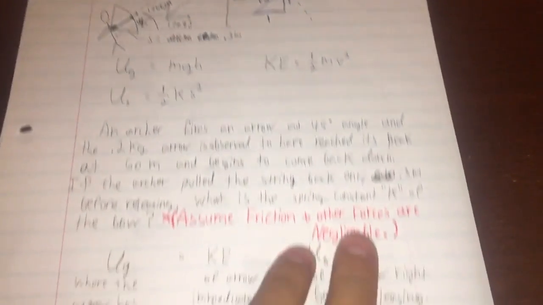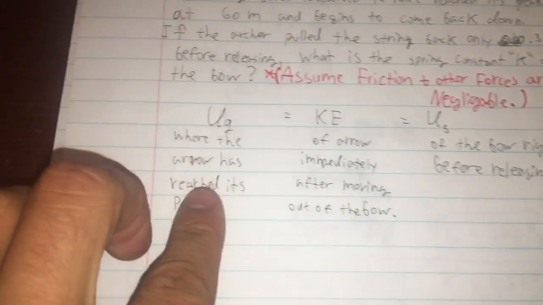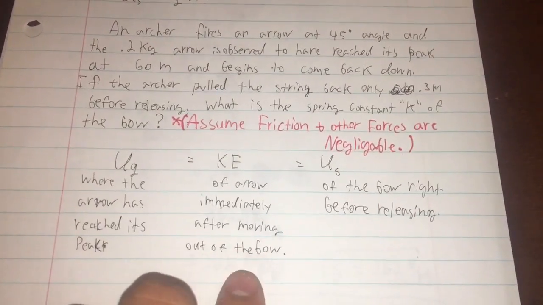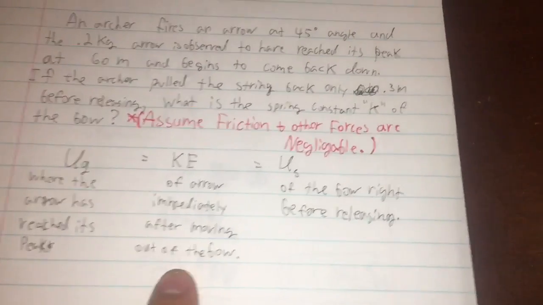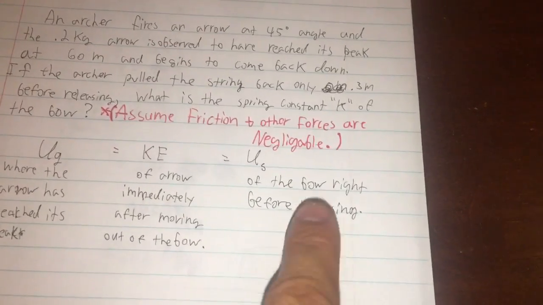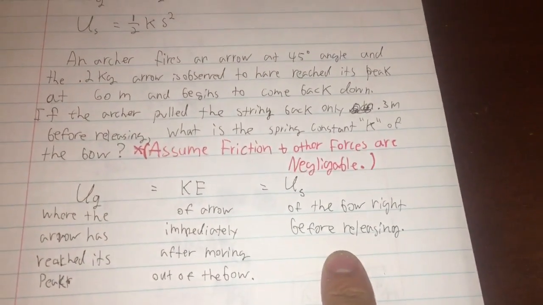So, we have to use this relationship that says that the potential energy of gravity where the arrow has reached its peak is going to be equal to the kinetic energy of the arrow immediately after moving out of the bow, and that is going to be equal to the potential energy of the bow right before releasing the arrow.